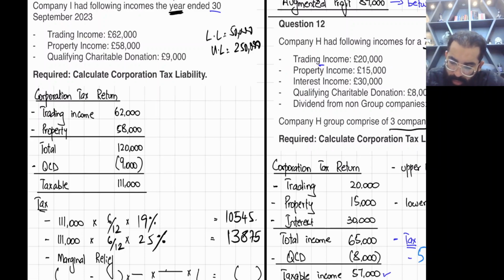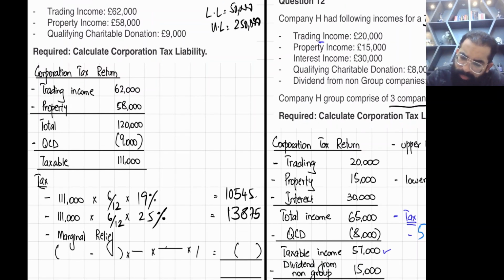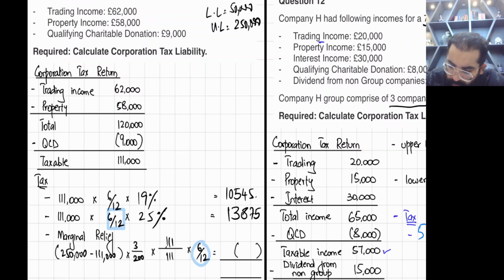Okay. Now how to calculate marginal relief? Very simple rules. Upper limit, which is 250, minus augmented profit, which is 111,000, into 3 upon 200, into 111 divided by 111, into, now the very important thing, finally don't forget to do 6 upon 12. This is the key. Because here you are also doing 6 upon 12, same thing you will do here. Okay, so it will be 1043.